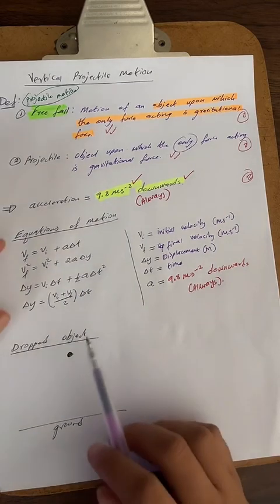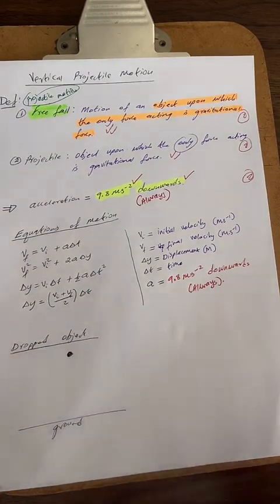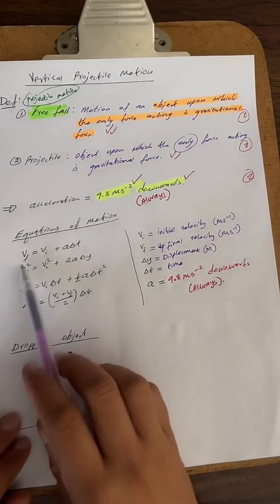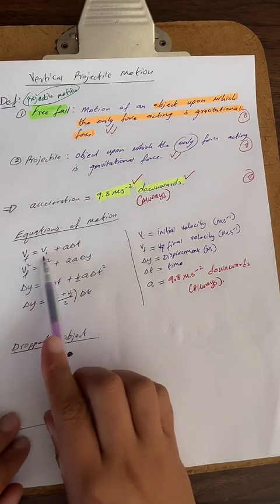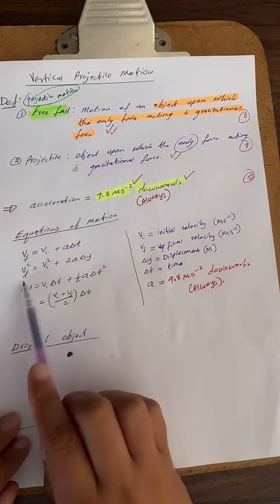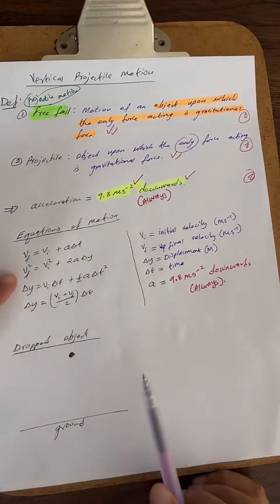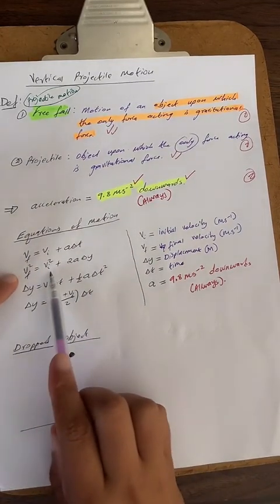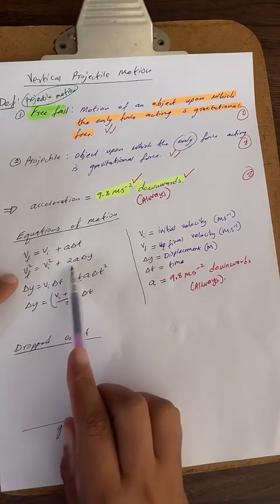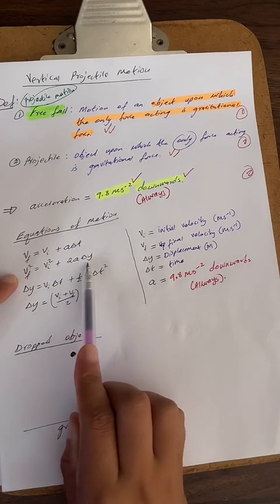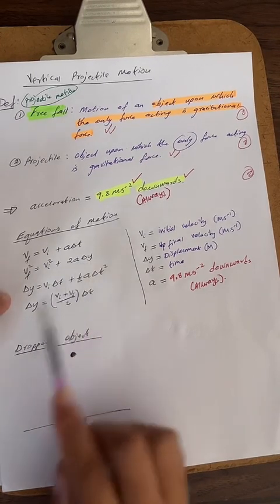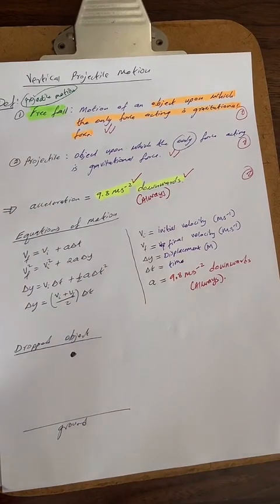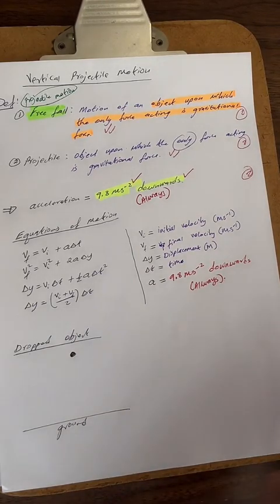So let's continue with the equations of motion. These equations are given in the formula sheet. It says final velocity equals initial velocity plus acceleration times change in time. That is the first formula. The second formula is final velocity squared equals initial velocity squared plus 2 times acceleration multiplied by displacement. And the third formula is displacement equals initial velocity multiplied by time plus half acceleration times change in time squared.